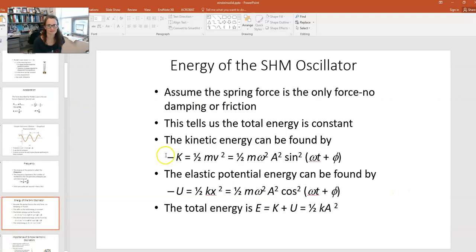Now, if we assume that there's no other forces on the spring, just a spring force, no damping, no friction, then that tells us that the total energy of the system would be constant. In other words, the spring would oscillate back and forth about the equilibrium position. When it's at its max displacement, when it turns around and goes the other way, the velocity is 0.